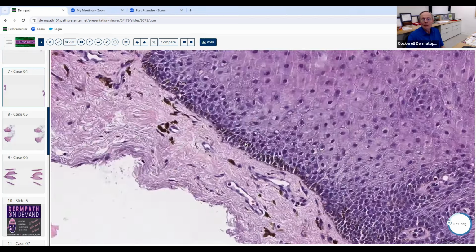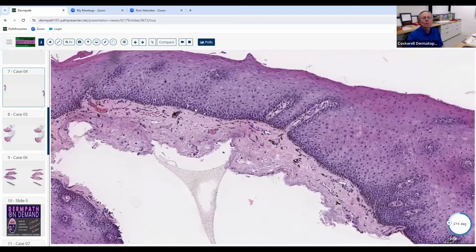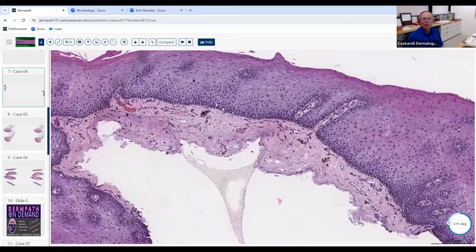So the key to this diagnosis is the symmetry. These cells are almost like little cells that are just lining up next to one another. There's no pagetoid spread. And the key to the dendrites is that they're not large and fat, and they're not extending far above the base of the epithelium. Those are classic findings for just a simple lentigo of the mucous membrane.